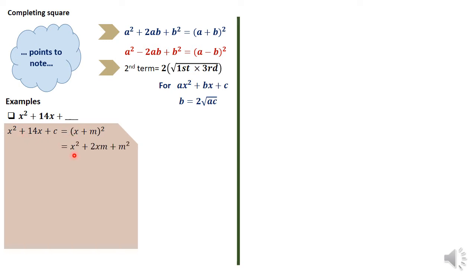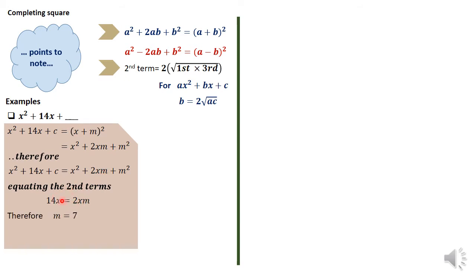Now we're going to progress as follows. First of all, expand after the equal sign, the x plus m squared, which gives us this. After that, we equate the expression we had at the beginning, this one, with the expression we just obtained. And after that, we equate the second terms, the 14x and the 2xm, to help us get the value of m. Divide both sides by 2x and you get m is 7. And therefore, since this c is the same as m squared, our c is actually 49.